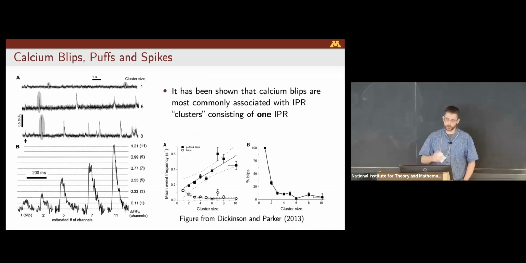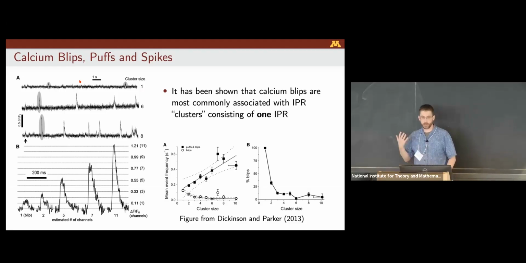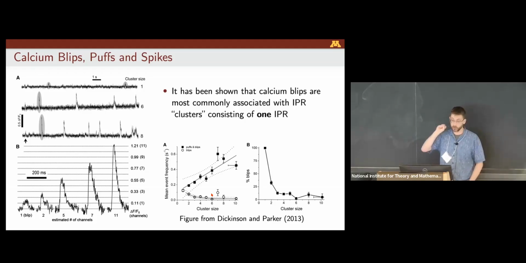So here's some more experimental data looking at these blips. Again, these blips are quite small. And you can also see the time between these spikes can be quite large. This is where the extreme statistics come from, in terms of the time between these calcium spikes. All these graphs are showing that blips are most common when you have an IP3 receptor cluster of just one single IP3 receptor.